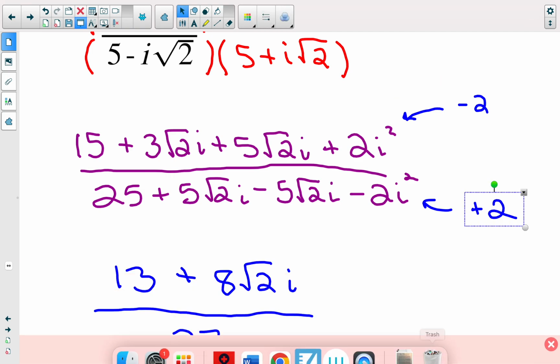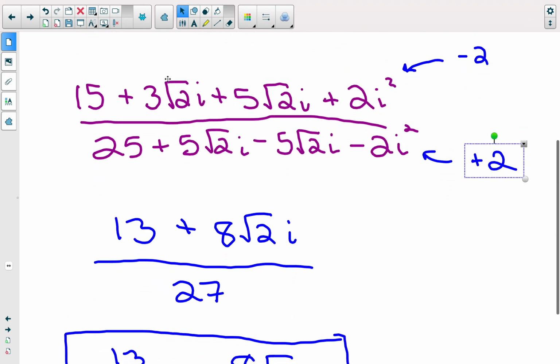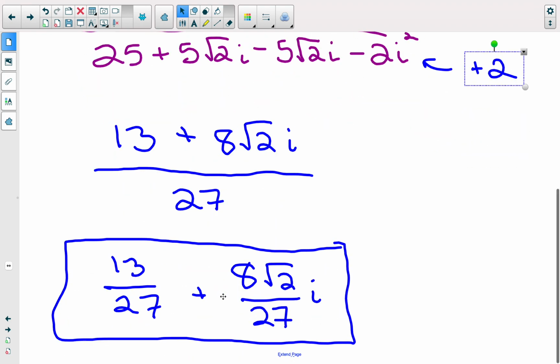Once you're here, combine like terms when you can. So we have 3 root 2i plus 5 root 2i. That's going to leave us with 8 root 2i's. And then in the denominator, these inner terms negate to 0. 25 plus 2 is 27. Almost done. Leave it in standard form. So we're going to separate the real from the imaginary here, and we're done.